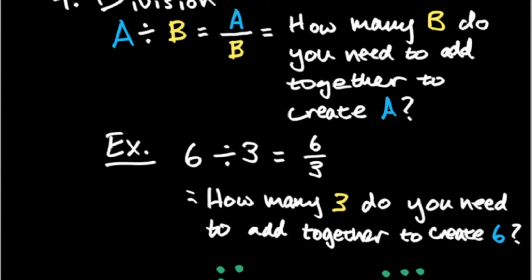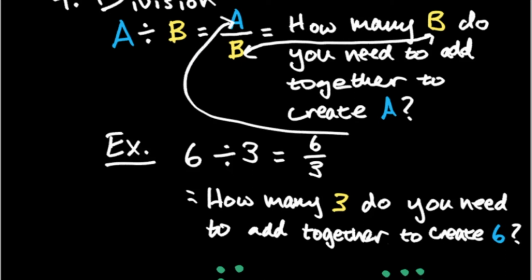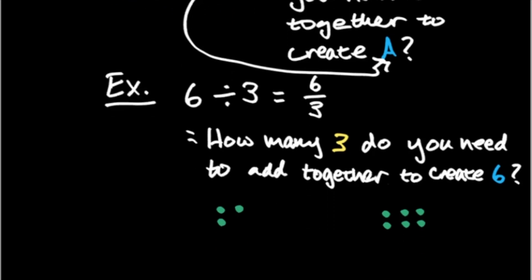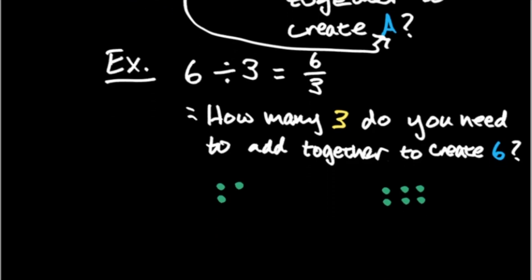So a divided by b, or a over b, get used to the a over b thing, means how many b's do you need to add together to create a. So you can kind of think that a is your target, b is each unit or step that you're taking. How many steps or how many units of b do you need in order to create a? And yes, you can get fractions from that. You can get part of something. In this case, we're not going to do that just for simplicity's sake.